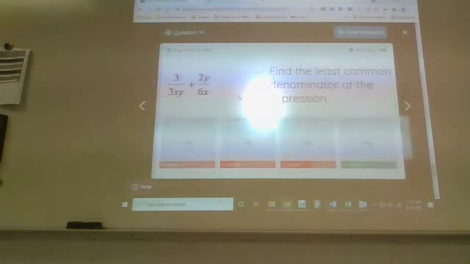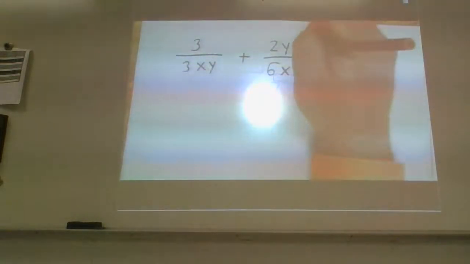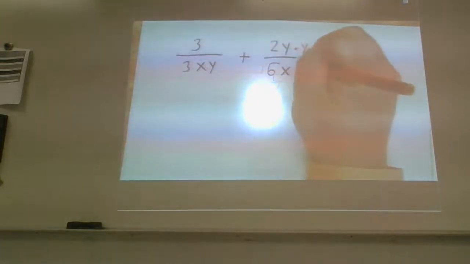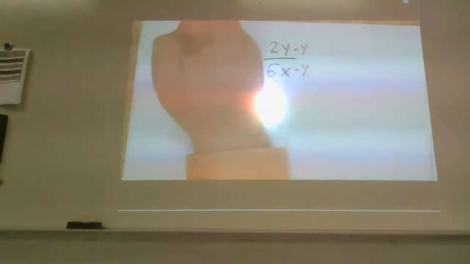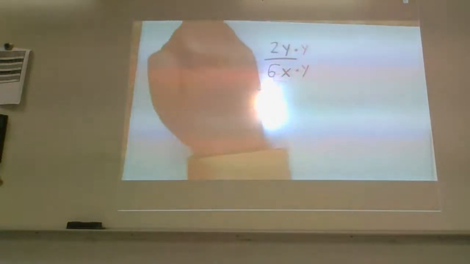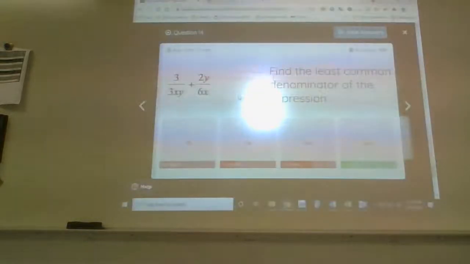I can see why that is. They both already have the x in common. I am going to have to also include a y to get that common denominator here. I'm going to multiply this by y over y to get that common denominator. But I also need to multiply by 2 over 2 to get that common denominator. The common denominator is indeed 6xy, as you can see on the bottom right choice right there.